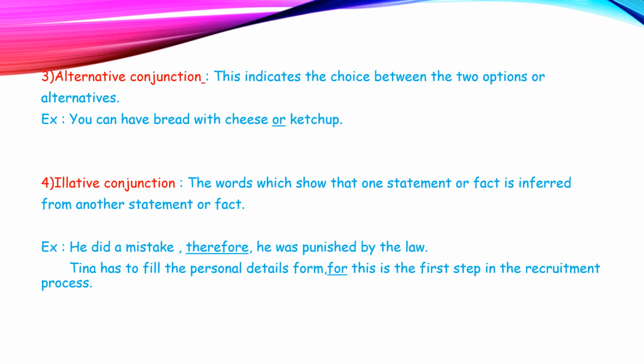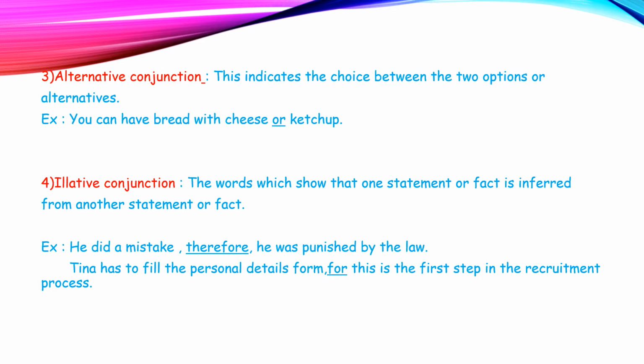Next we have alternative conjunction. These are the words which indicate a choice between two options or alternatives. That means either this or that. You can have bread with cheese or ketchup. Here we are having two options. We can have either cheese with bread or ketchup with bread. We can have any of the two. So in such situations we use the alternative conjunction or.